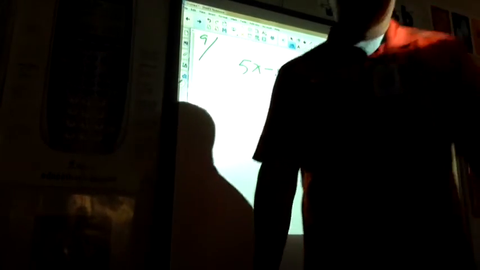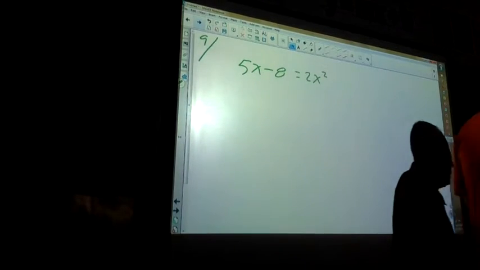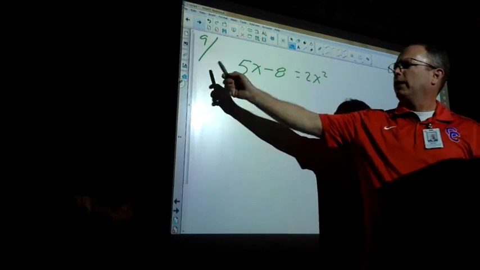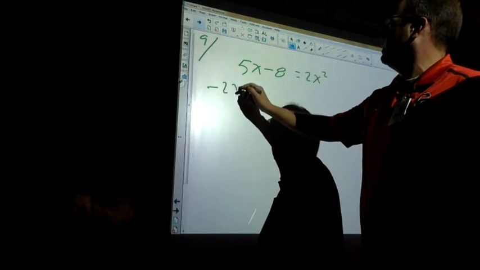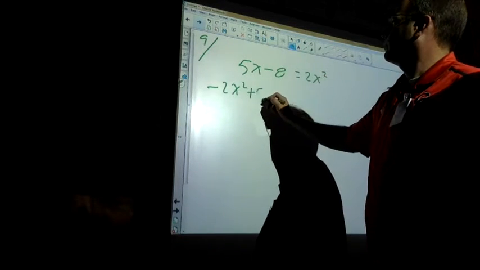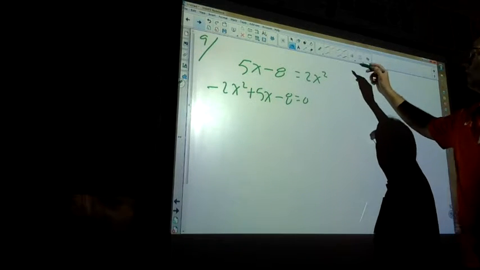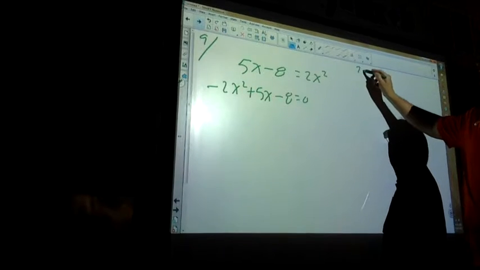Okay. There are two ways I can make this equal to 0. I can subtract 2x squared and bring it over here, so it would give me this. Or another way to look at this is you can bring everything over to get this.